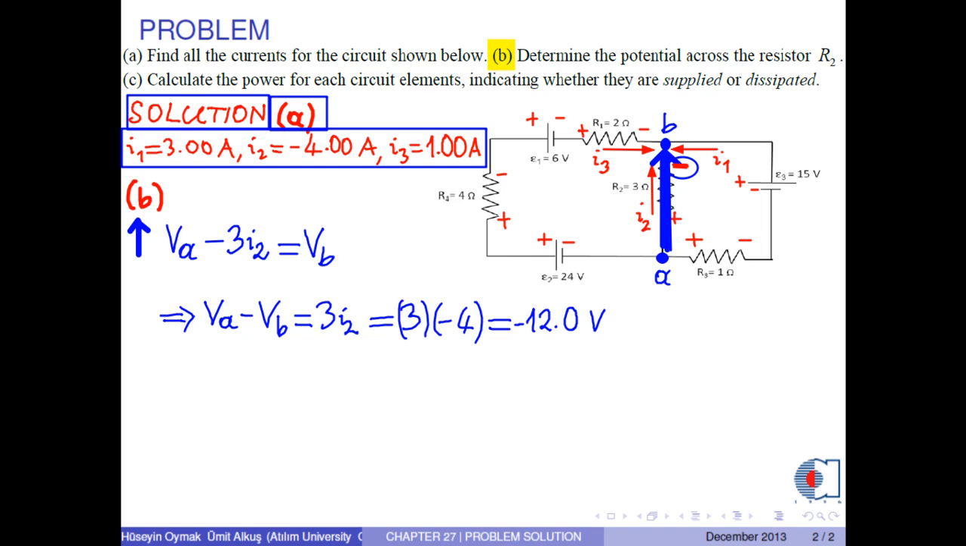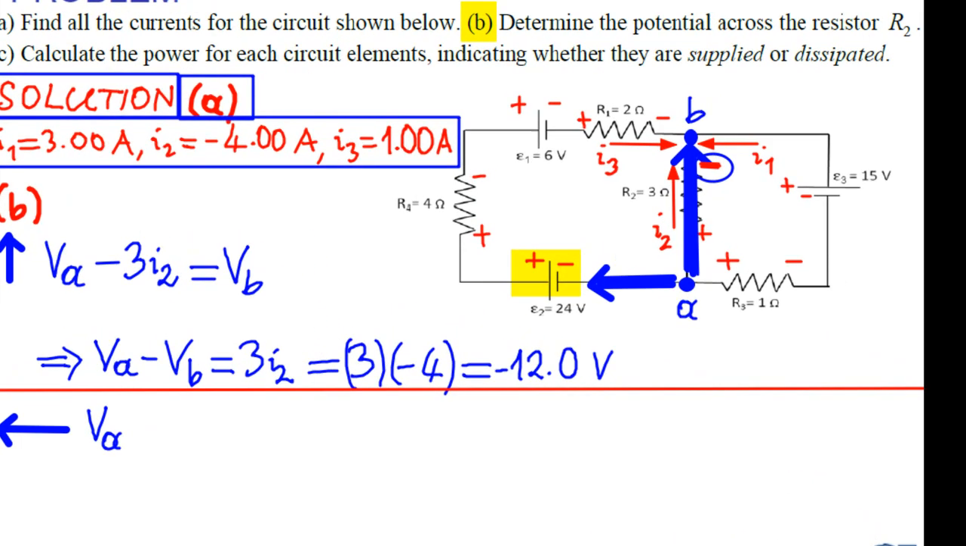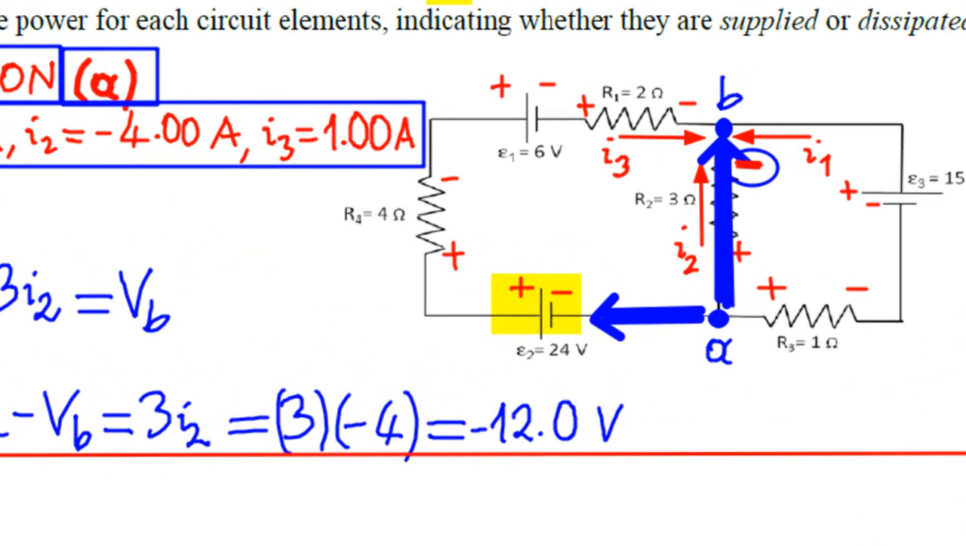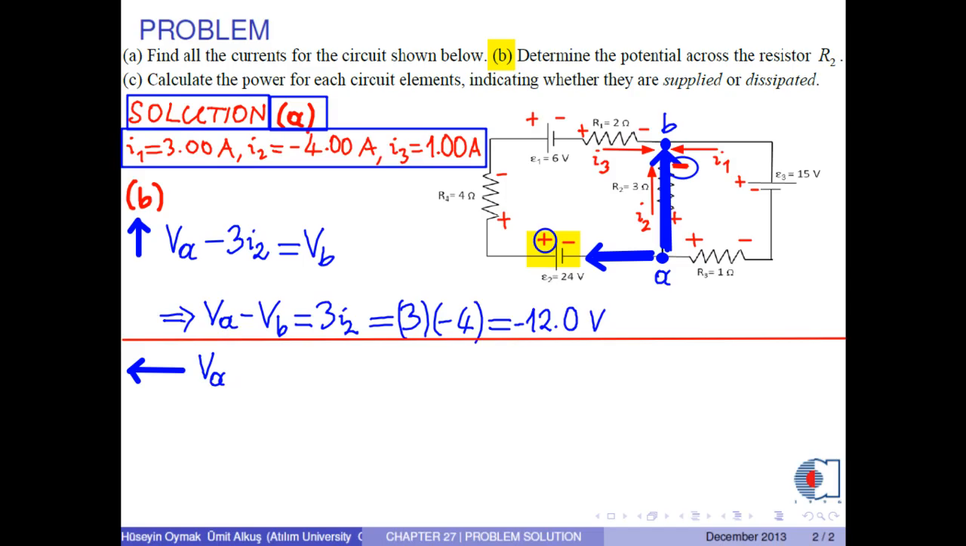Another path from A to B is to the left. The potential at point A is VA. For battery 2, we take positive sign. So, the potential is positive 24 volts. For resistor R4, we take negative sign, so the potential difference becomes negative 4 times I3. For battery 1, we take negative sign, so the potential difference is negative 6 volts.